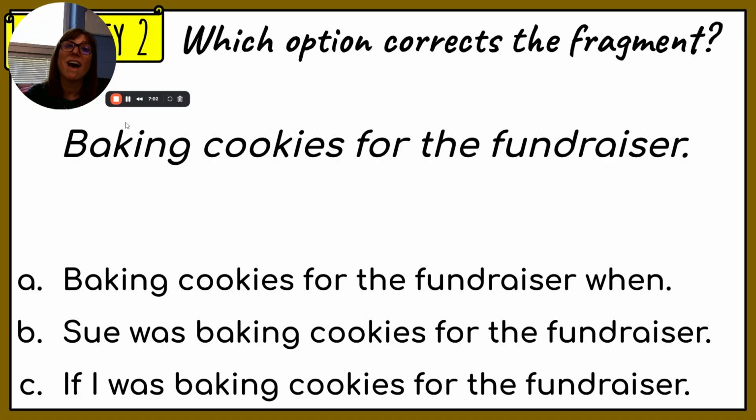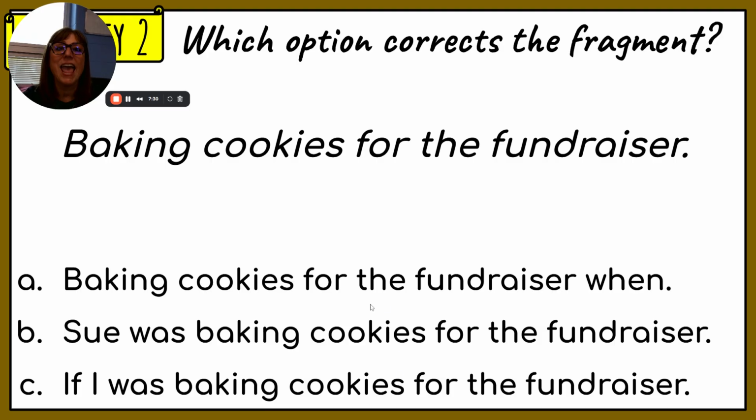So we need to decide, is it missing a subject or is it missing a predicate? And then we need to add what is missing to it so it becomes complete. So, baking cookies for the fundraiser. What's missing? Talk to your table leader. Decide, is it the subject that's missing or the predicate that's missing? You should have decided that it's the subject that's missing. We don't know who is baking cookies.